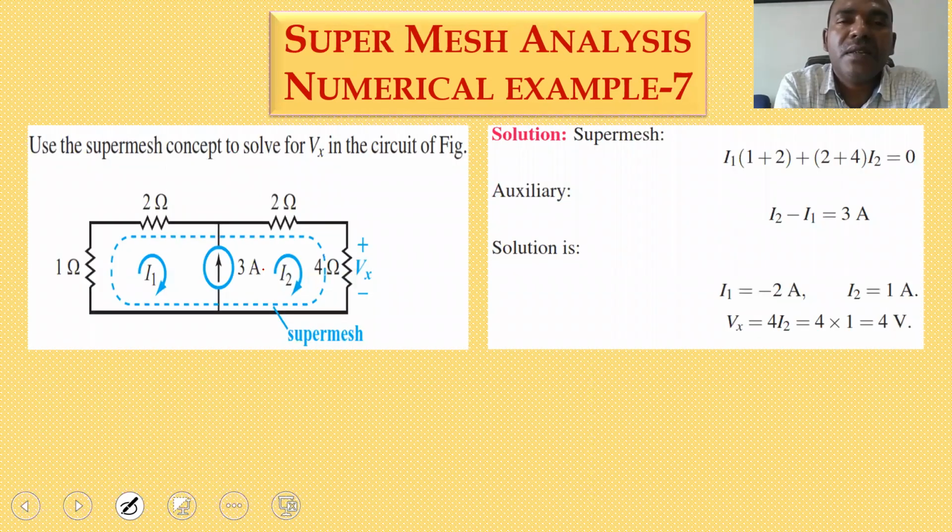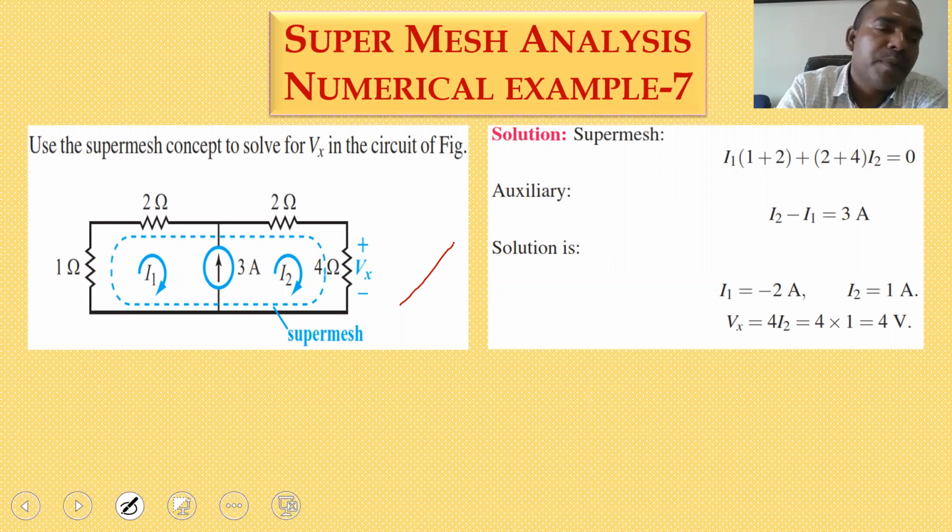So coming to the super mesh. Super mesh is used whenever there is a current source without any internal resistance connected in parallel; at that time you cannot write the voltage value of the current source. So at that time you have to go for the super mesh. Here this is the example, where you have to calculate the voltage drop across the 4 ohm resistor. The value of voltage is Vx.